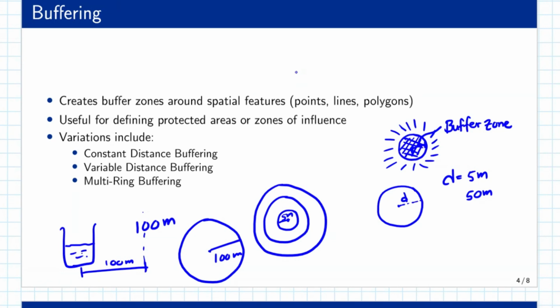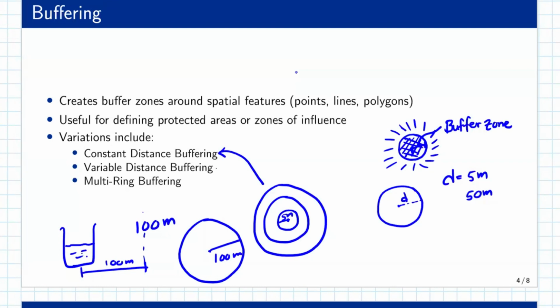You can also think about variable distance buffering. So I was talking about constant distance buffering. Then you have variable distance buffering. In the case of variable distance buffering, it is used for specific criteria like different land use zones around a riverbank or varying widths based on soil quality, right?